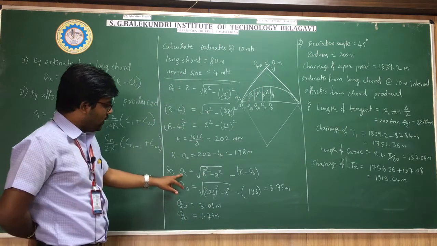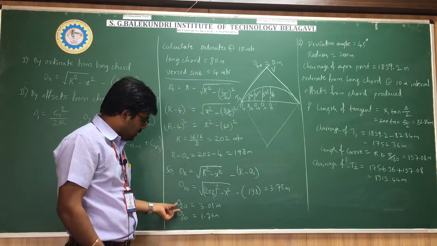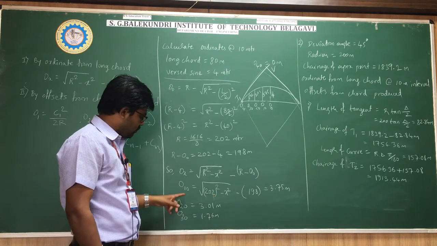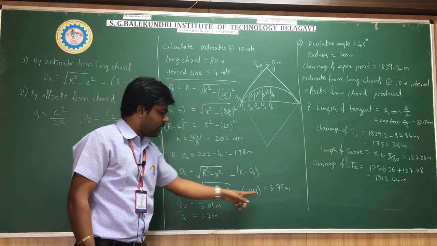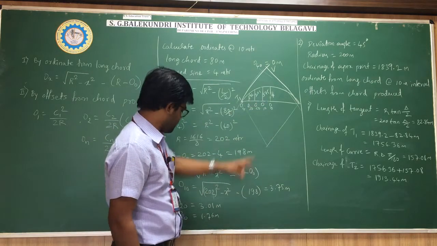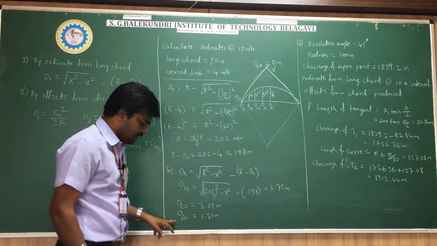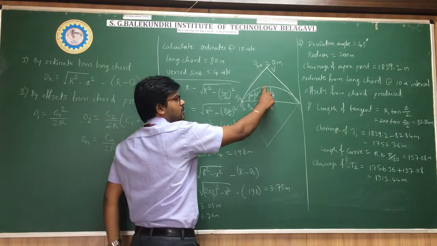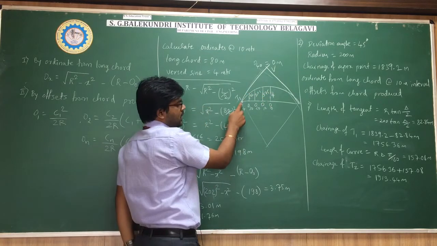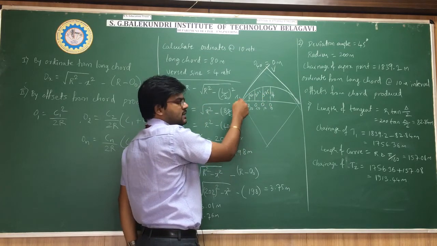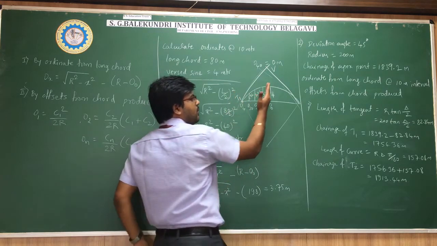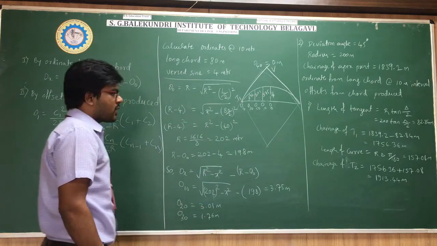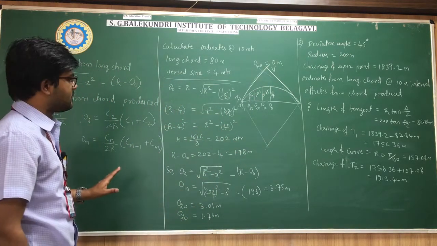Similarly, the next 10 meter interval will be O20. In place of x you put 20 and get the value 3.01. Similarly O30 is 1.76, and O40 will be 0. The same thing is shown here: O40 comes and meets at this point, hence it is 0. So with the help of these ordinates I can plot and join the curve here. Okay, I hope this is clear.